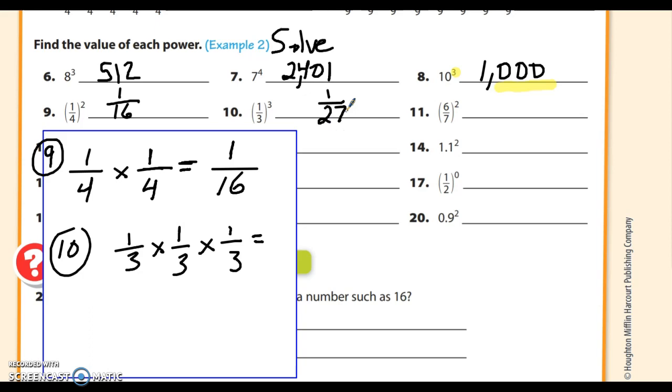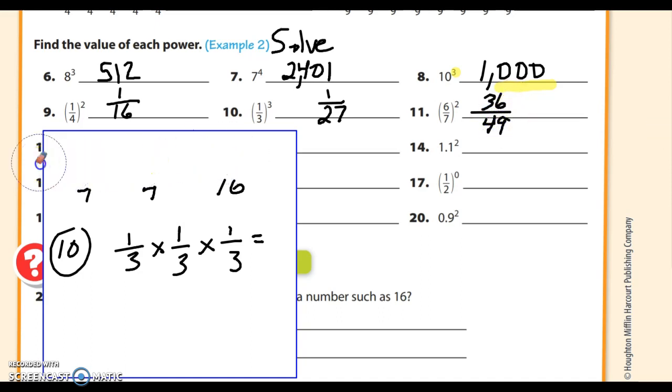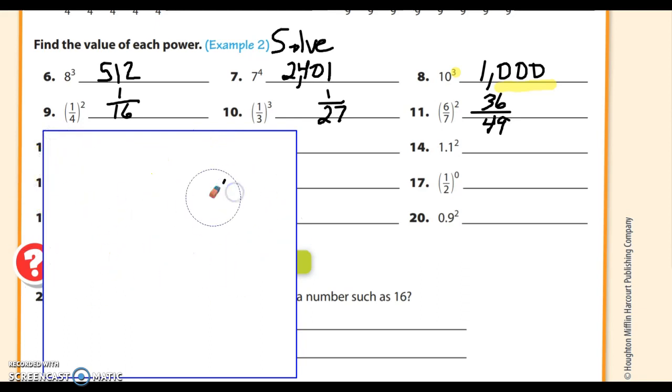Could you just try number 11 mentally? It's going to be 6 times 6 over 7 times 7. 6 times 6 is 36. 7 times 7 is 49. 6 and 7 don't share a factor, which means those two numbers won't simplify.